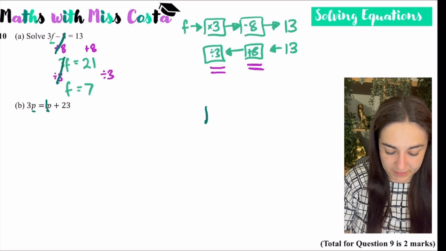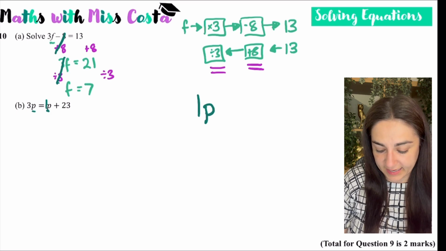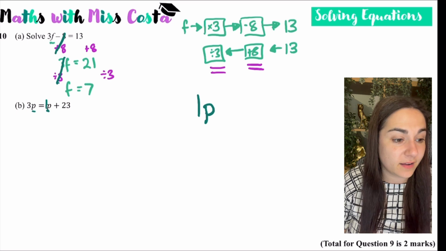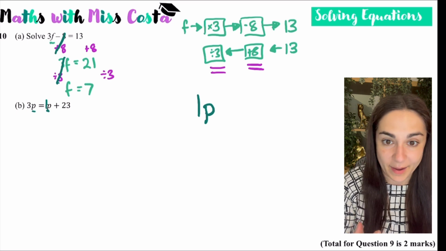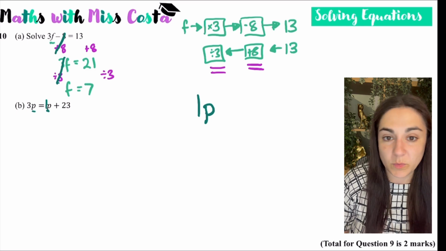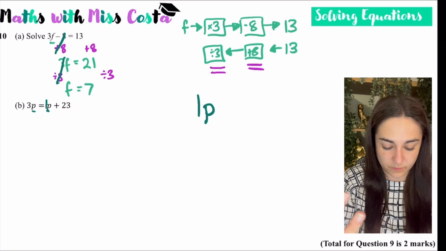So here I've got 3P, here I've got 1P. Remember that anything on its own, there's one lot of it. Like we don't say I have one apple, I just say I have an apple, an object. We don't need to specify that there's one. So there's an invisible 1 in front of any letter.